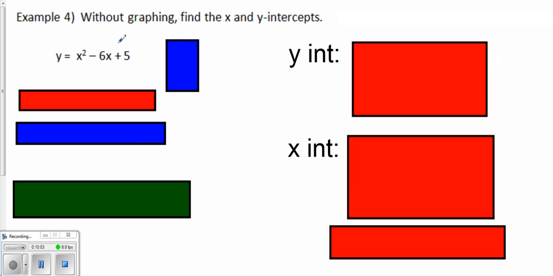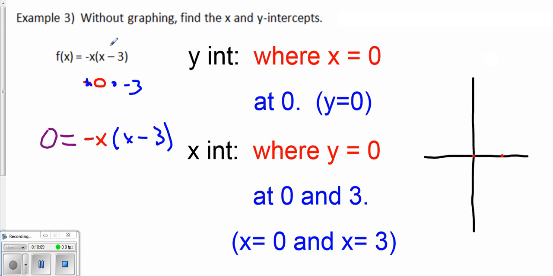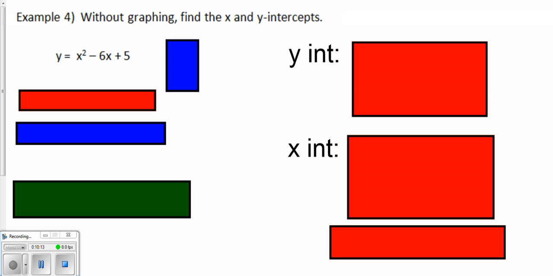Let's look at example 4 then. Without graphing again, find the x and y intercepts. Now this one isn't as kind to us. In the last one it was given in factored form. This one we have to factor first. That shouldn't be too big of an issue.